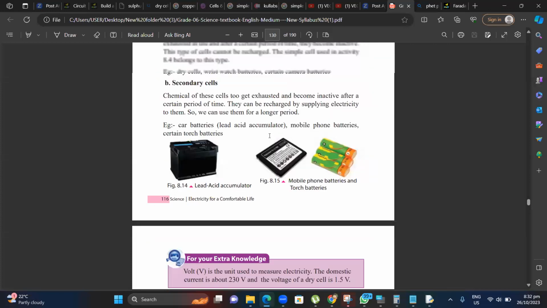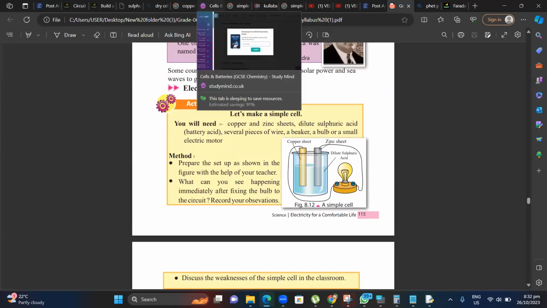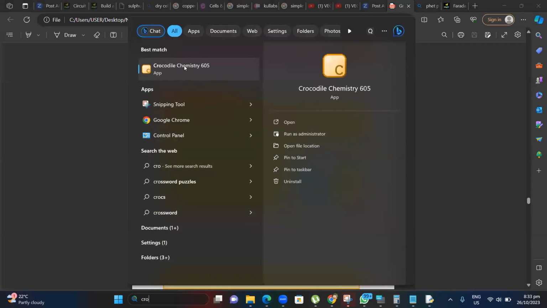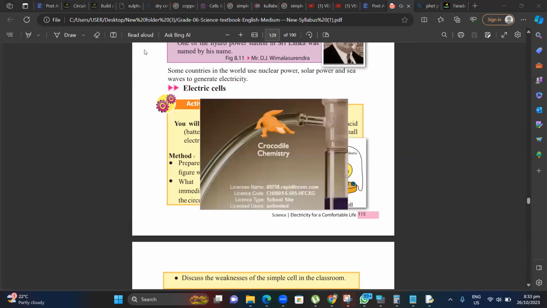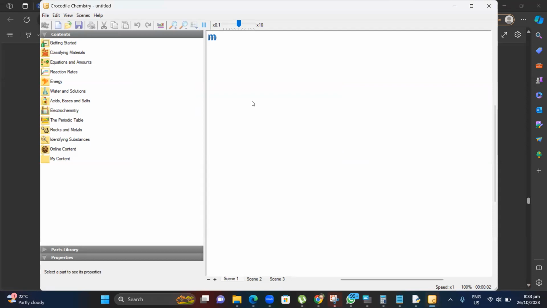You can do the simple cell with me, but most probably you don't have this software installed on your computer. This software is Crocodile Chemistry. Excuse me, sir. Yes. I tried to install that app before today, but it is just giving an app called Good Download Manager. I have sent this previously, right? This app. Okay.